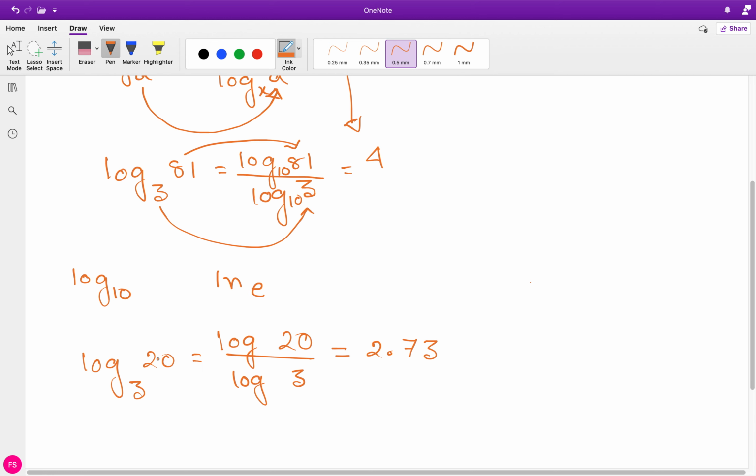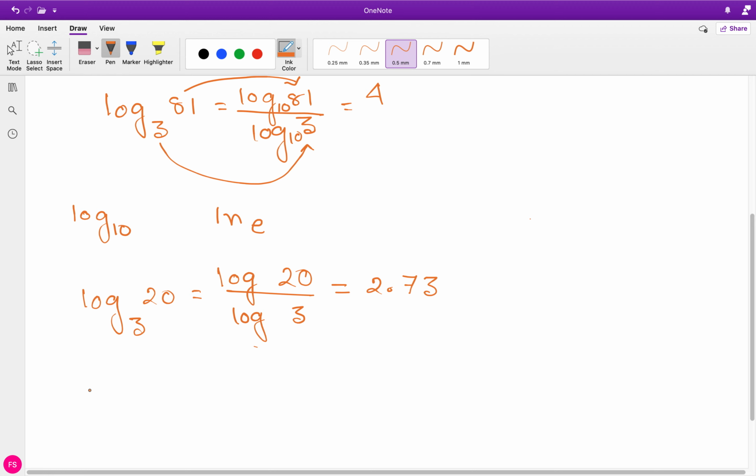In cases like this, you are going to use the calculator. Now let's check our answer with a different base. So we are going to use the button ln in your calculator. I'm going to use the same example. The only difference is the base is going to be e in this case. So log base 20 of 3 equals ln of 20.